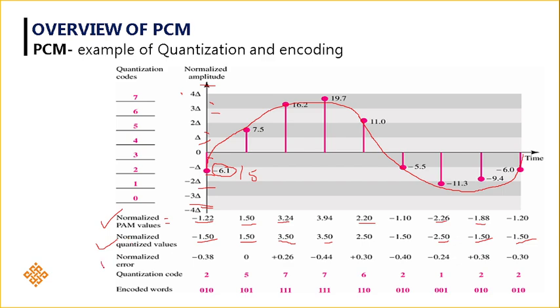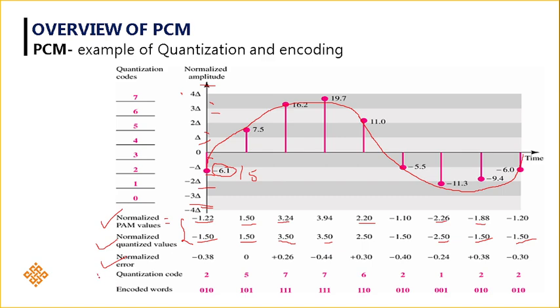Once it is done, you need to find the normalized error, because these are the exact normalized PAM values we got, and these are just the midpoints we have taken. So we need to find the difference between normalized quantized values minus normalized PAM values. So minus 1.50 minus of minus 1.22 gives minus 0.38. Similarly, 1.50 minus 1.50 is 0, and 3.50 minus 3.24 is 0.26. Like that you calculate the normalized error for each and every value.